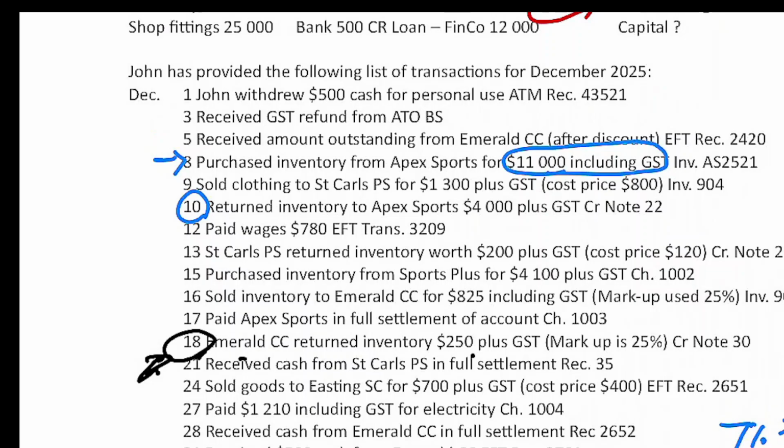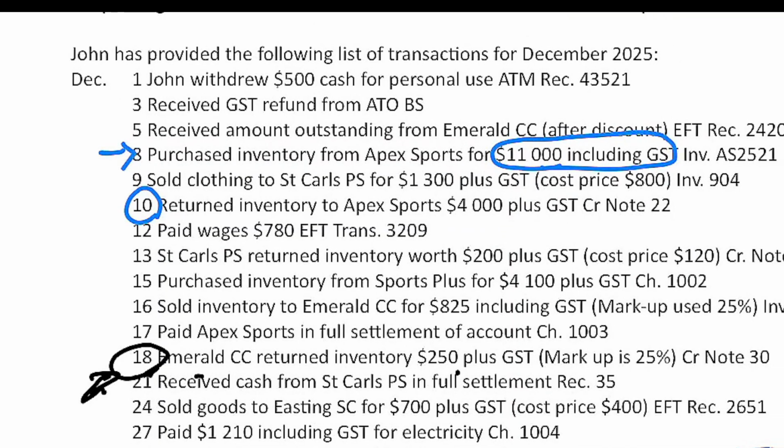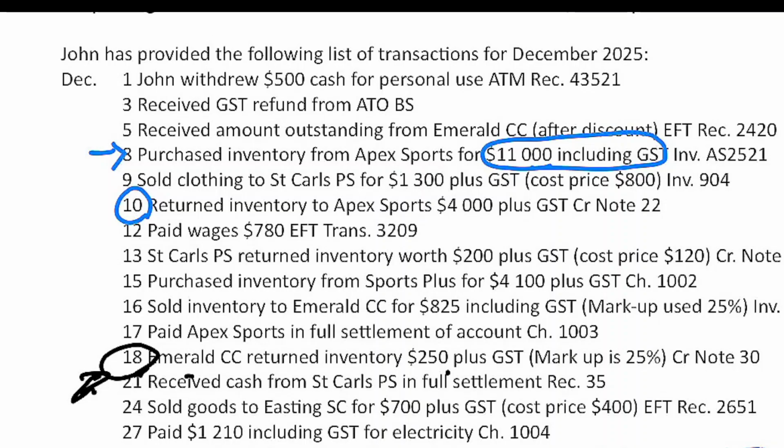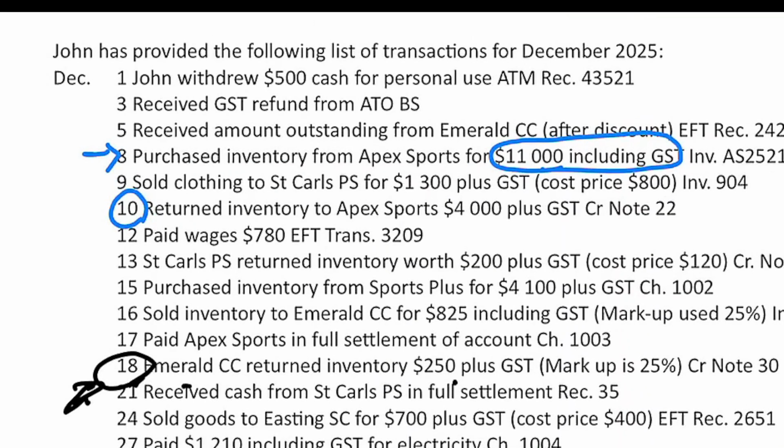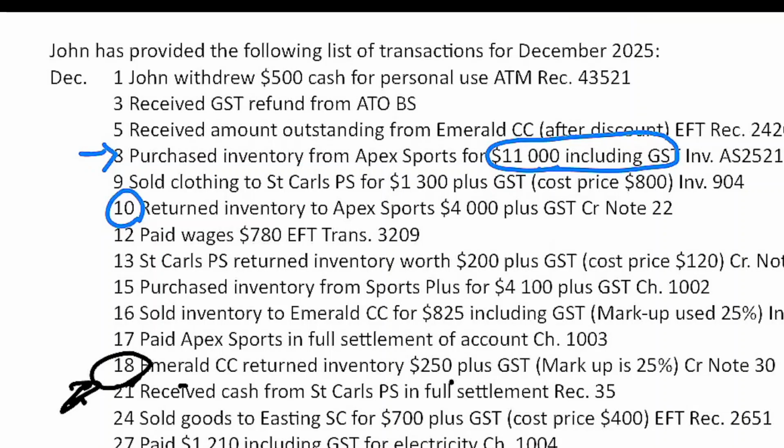1300 plus GST minus what we had, the 220 from before. Was it 1210? Yes, 1210. Thank you. Sorry, that was so goofy. How do we calculate 1210? Now, Dian, look at it. How much did we sell it to St. Carl's?